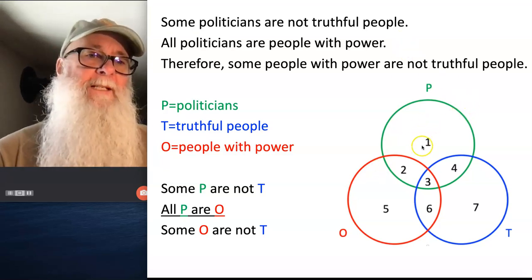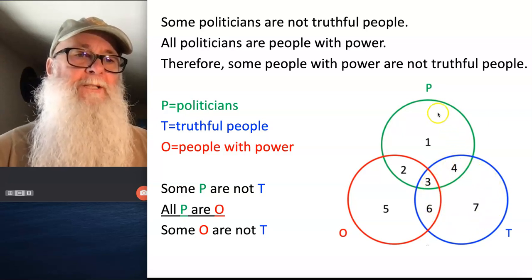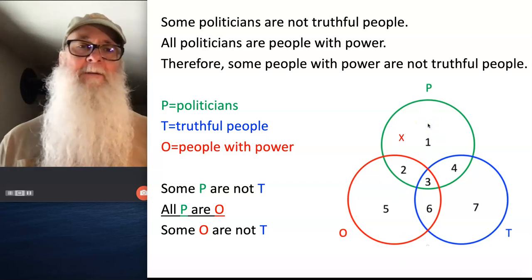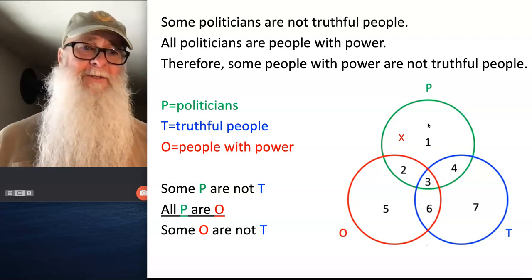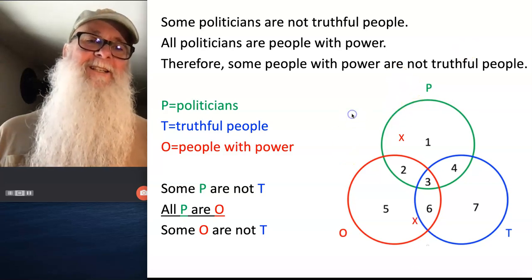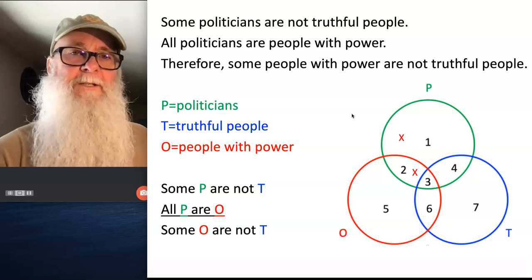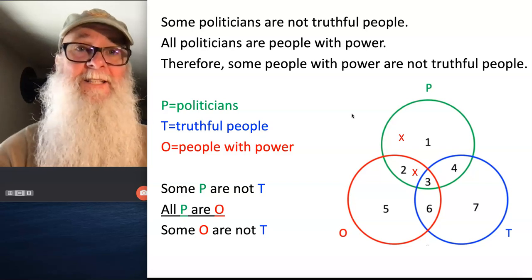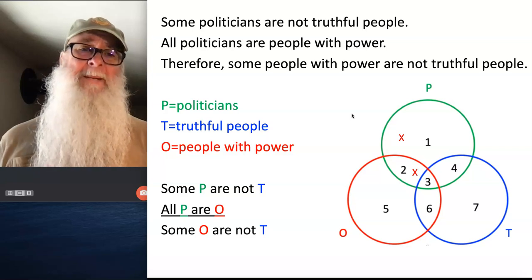So I have to mark a P somewhere in this circle that's outside of the blue circle, somewhere in the green circle that's outside the blue circle. So maybe I mark that X here in area 1. If I put an X there, that says there's at least one P right here. That one X says some P are not T, because it's not in the blue circle. But I could just as easily have marked an X in area 2, because even though that X in area 2 is in the O circle, it's also in the P circle and not in the T circle. So that X in area 2 also says some P are not T.